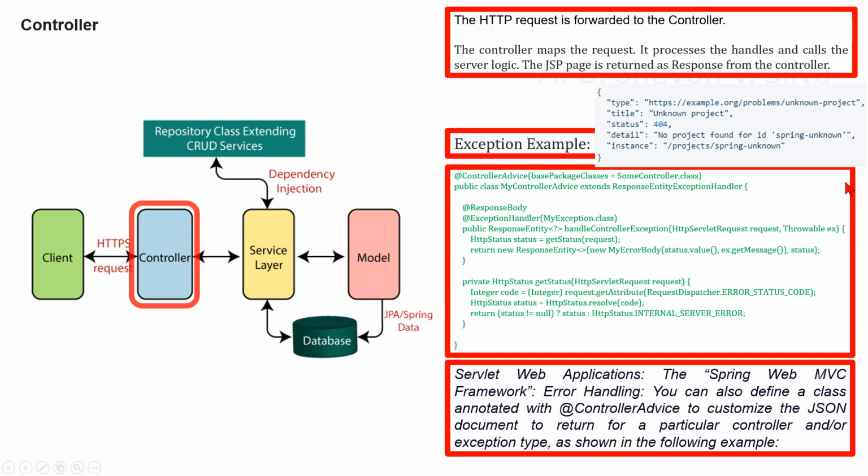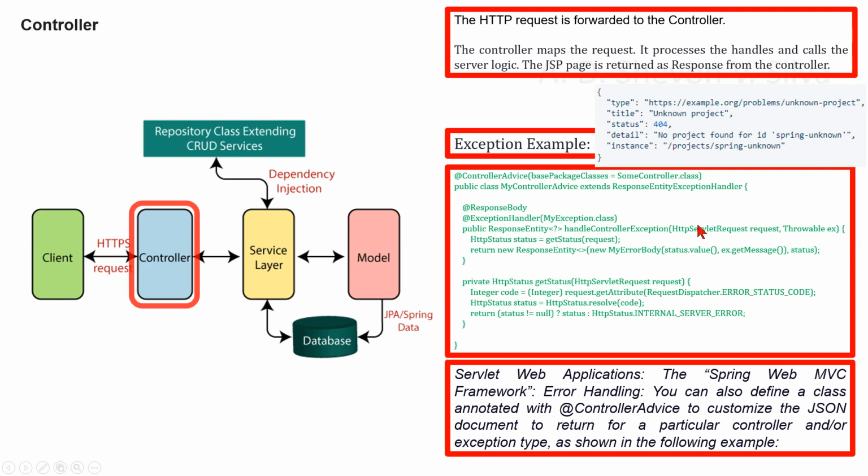As of Spring Framework 6.0, RFC 7807 problem details is supported. Spring MVC can produce custom error messages with the application/problem+JSON media type, like here. This support can be enabled by setting spring.mvc.problemdetails.enabled to true.